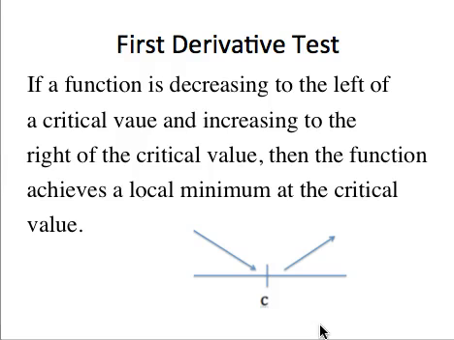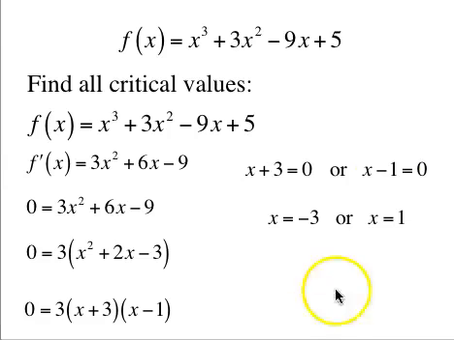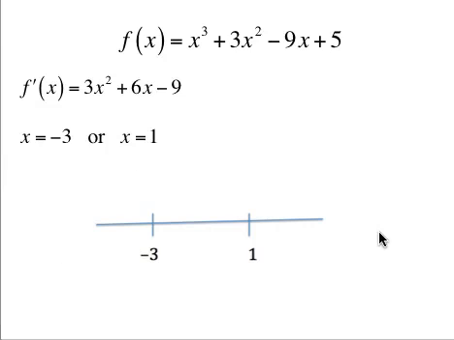So let's revisit those first two functions we looked at. We looked at f of x is x cubed plus 3x squared minus 9x plus 5. Quick review: set the derivative equal to 0, factor it, and we have critical values of negative 3 or 1. And we need to see what happens on either side of those critical values. So here's the function, here's the derivative. Critical values are negative 3 and 1.